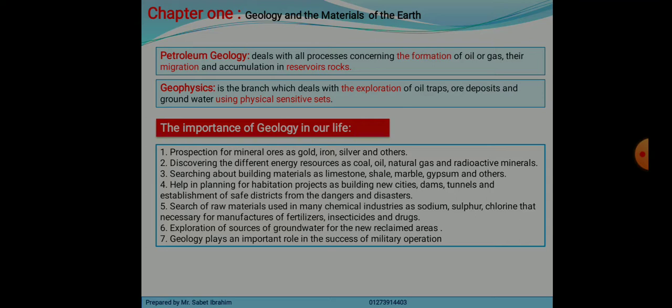And also it helps in planning habitation projects like building new cities, dams, tunnels, and the establishment of districts safe from dangers and disasters. Also, it searches for the raw materials used in many chemical industries, like sodium, sulfur, and chlorine, necessary for manufacturers of fertilizers, insecticides, and drugs.